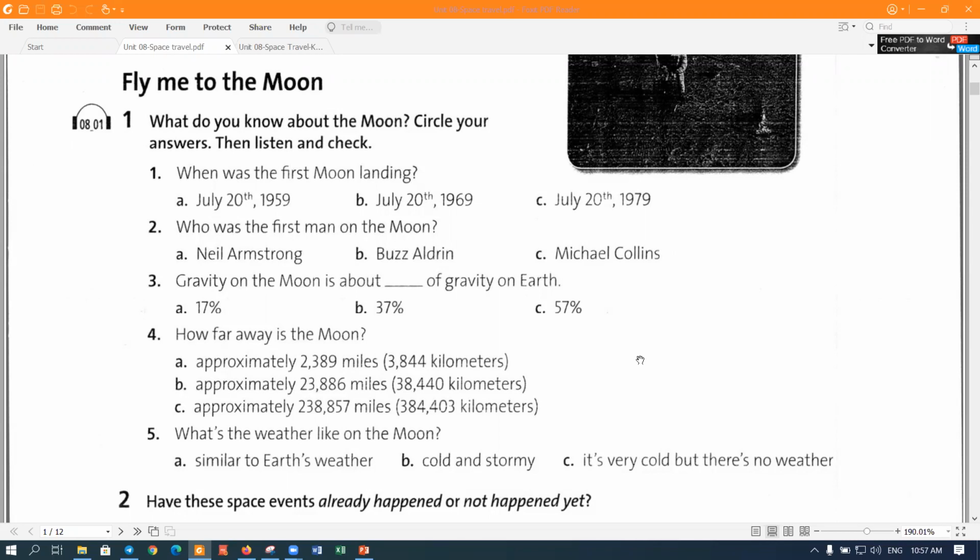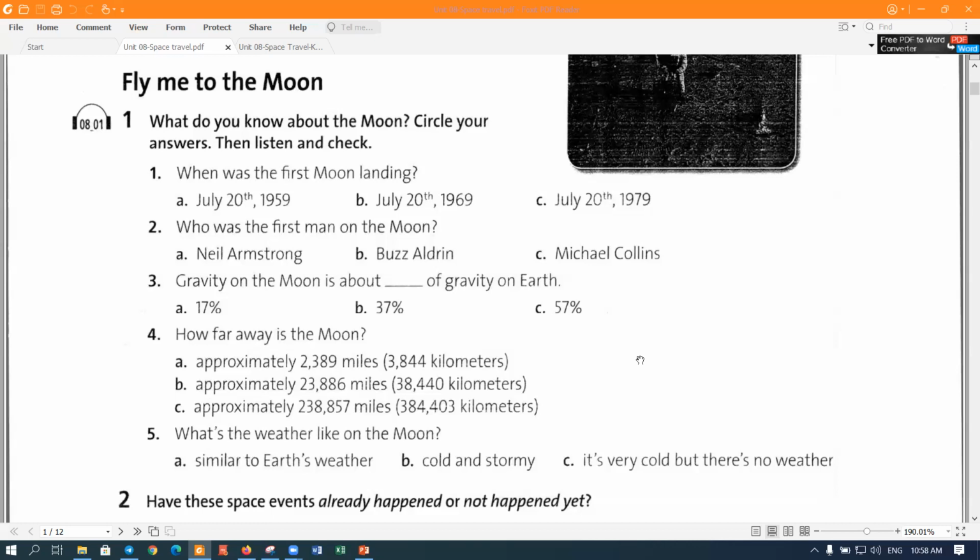4. How far away is the moon? A, approximately 2,389 miles or 3,844 kilometers. B, approximately 23,886 miles or 38,440 kilometers. C, approximately 238,857 miles or 384,403 kilometers.